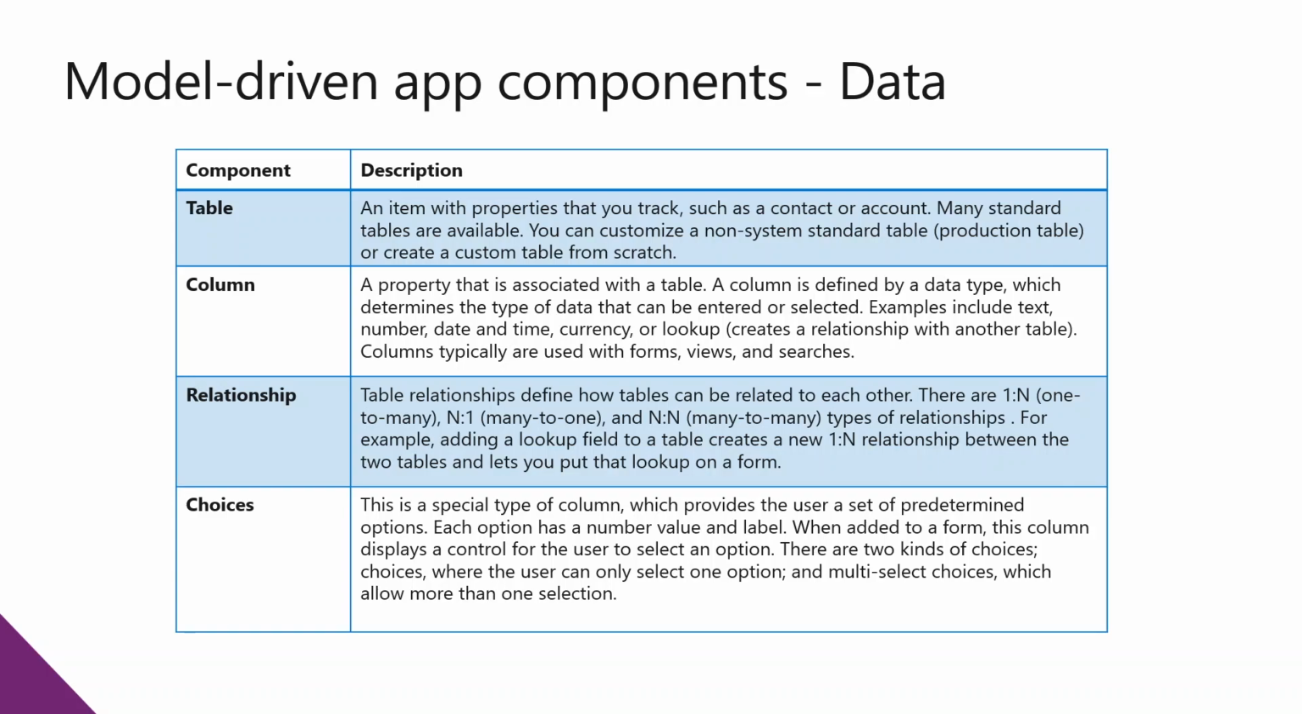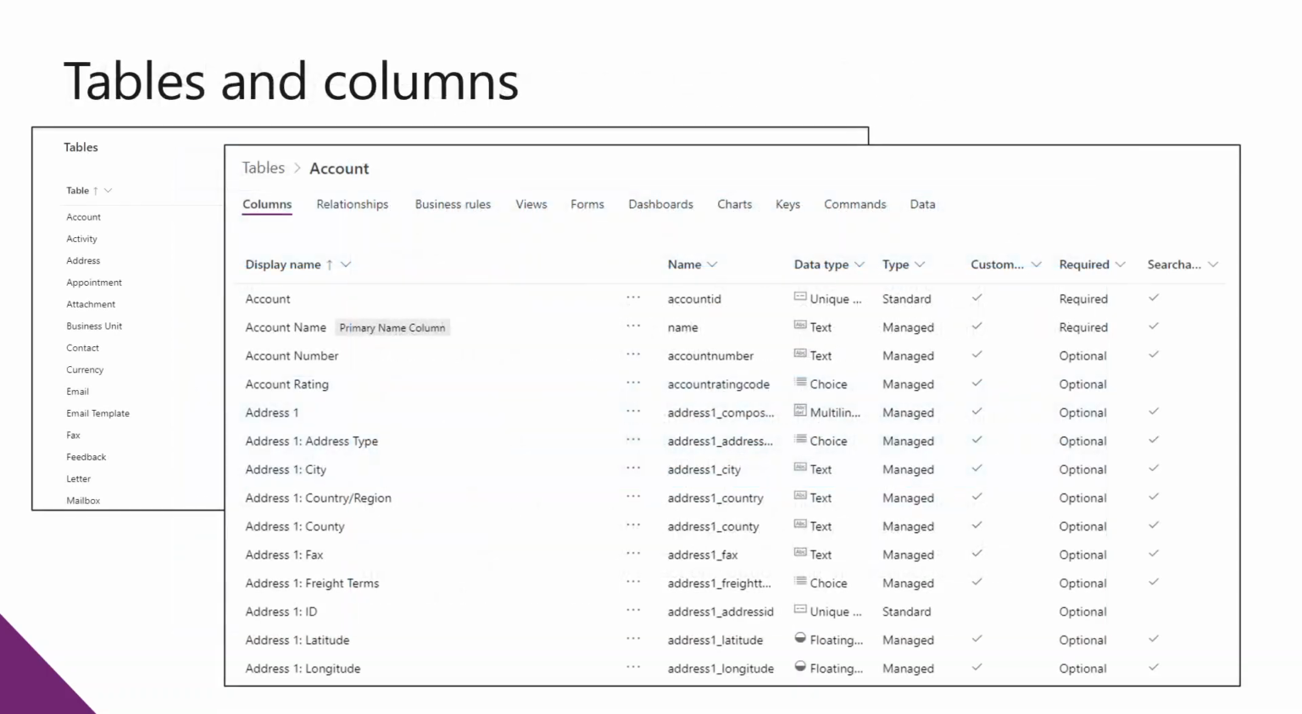If the particular data, like office, is probably a good idea for a choice, because you're not going to have many different offices. But maybe if you're a law firm, for law types or something like that, and they change all the time, then maybe you're going to have a lookup table for that. So choices versus lookups.